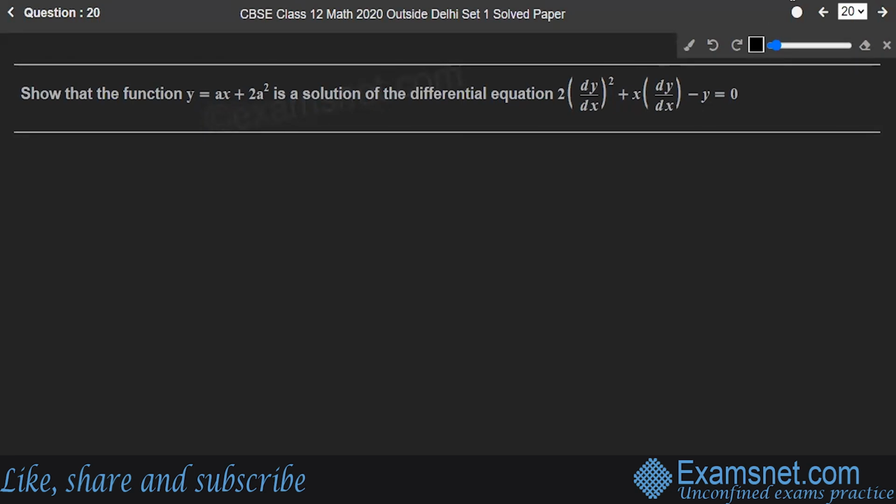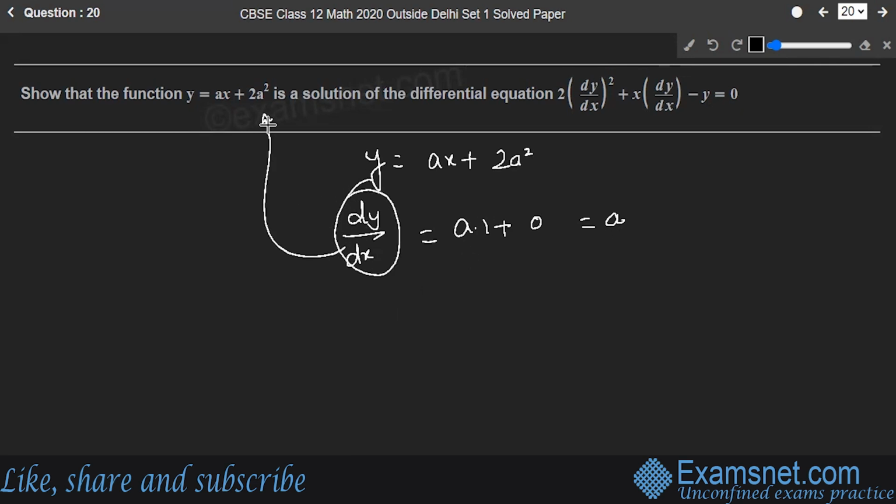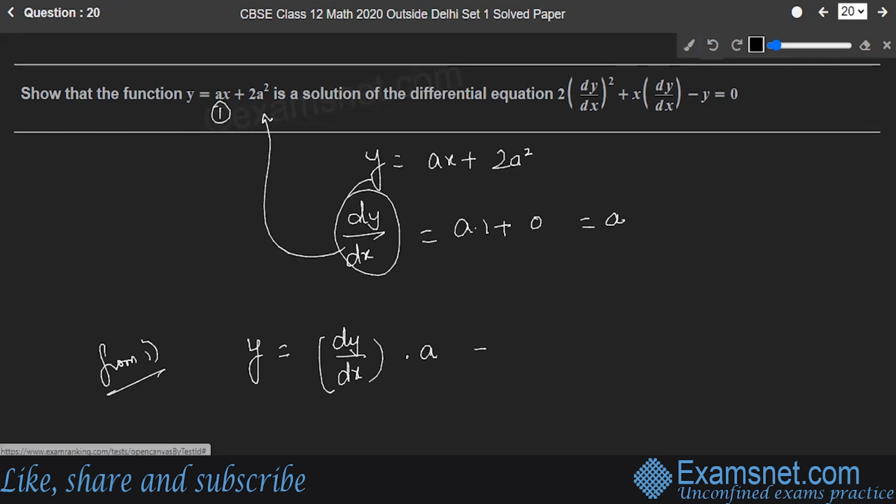Question number 20, show that the function y is equal to ax plus 2a square is a solution of this differential equation. Given function is y is equal to ax plus 2a square. Let's differentiate both the sides with respect to x. You will have a into 1 plus 0, which is equal to a. So that means a is equal to dy by dx. Let's fill in this equation. Okay. So you will have y is equal to dy by dx into x plus 2 into (dy by dx) whole square.